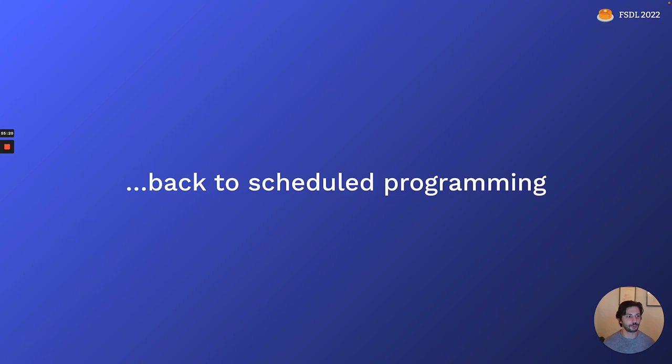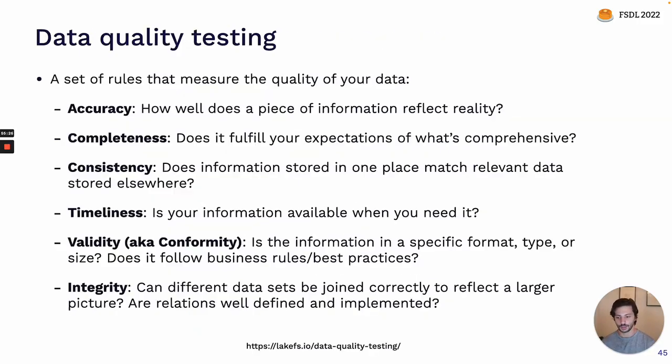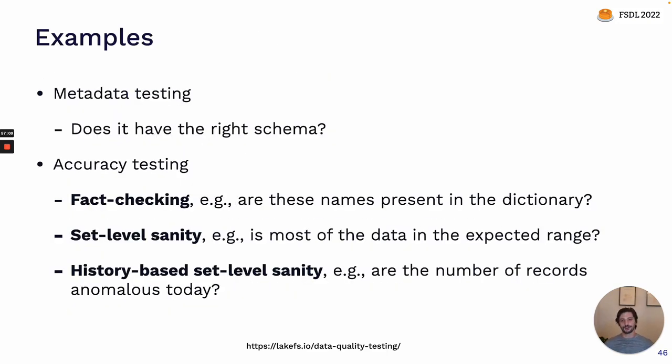All right, back to our more pragmatic scheduled programming. The next signal that you can look at is data quality. And data quality testing is just a set of rules that you can apply to measure the quality of your data. This is dealing with questions like how well does the data reflect reality, how comprehensive is it, and how consistent is it over time. Some common examples of data quality testing include checking whether the data has the right schema, whether the values in each of the columns are in the range that you'd expect, that you have enough columns, that you don't have too much missing data, simple rules like that.